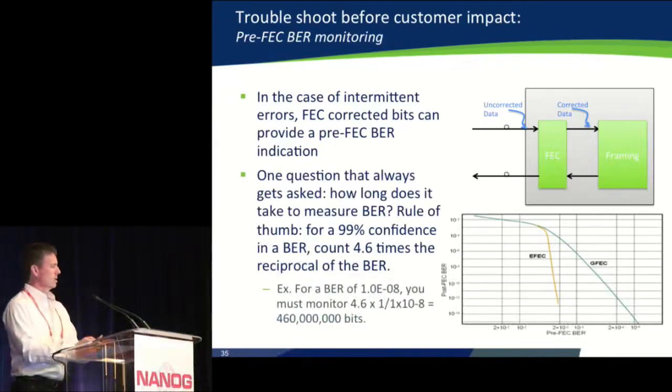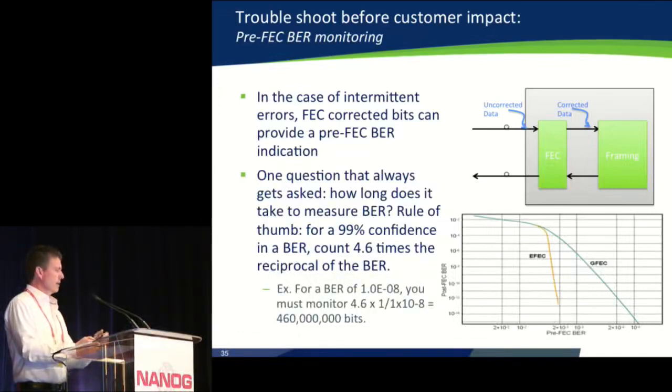So if you look at the graph showing the correction that the FEC provides, there's a steep cliff that happens where the FEC is no longer effective. And you don't want to be sitting at the edge of the cliff in your network, where any further degradation is going to cause a customer impact. So if you can monitor the errors that are occurring and the increase in the errors pre-FEC, you can make the corrections to your network before the customer actually even sees any errors.